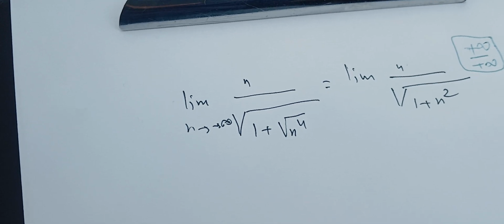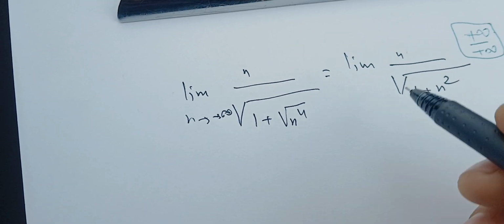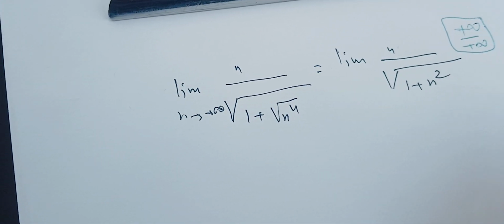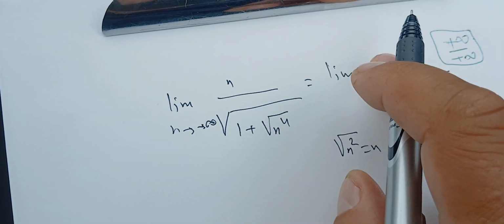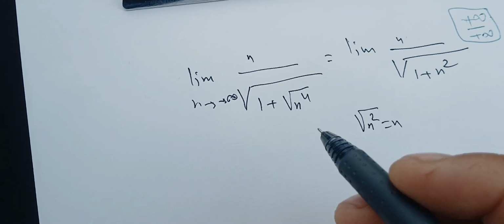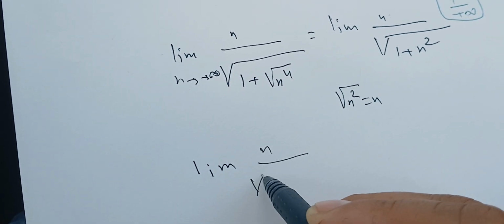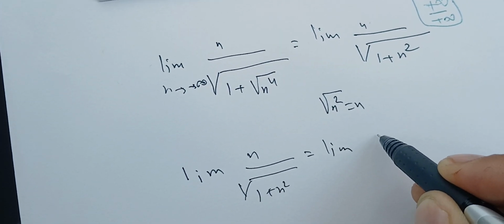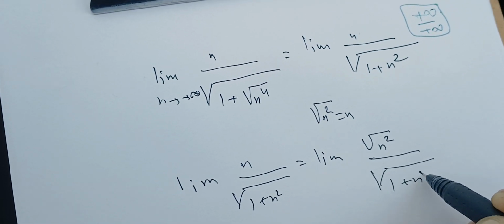Okay, so we need to use some tricks, and one of the tricks we can use here is that we can take the square root. Since n is positive, the square root of n squared is just n. So that's what we're going to use here. We replace n with the square root of n squared. So the limit becomes the limit of the square root of n squared over 1 plus n squared.